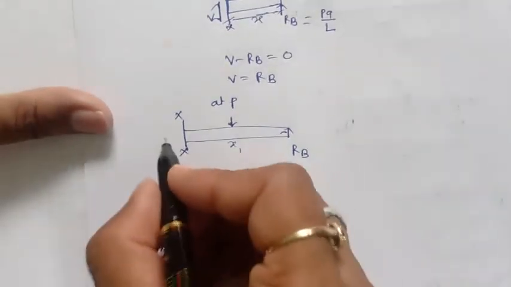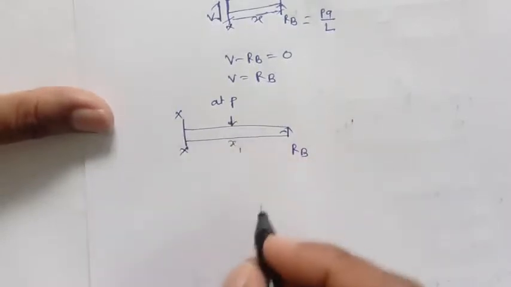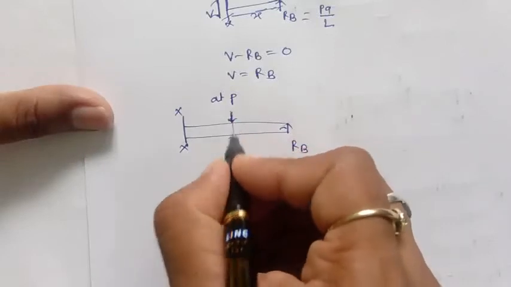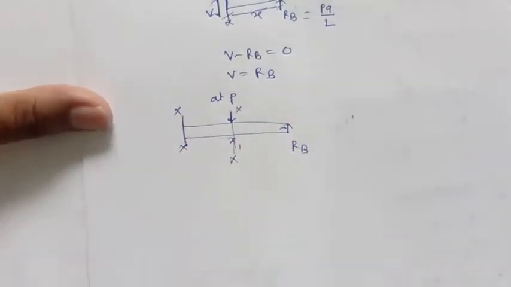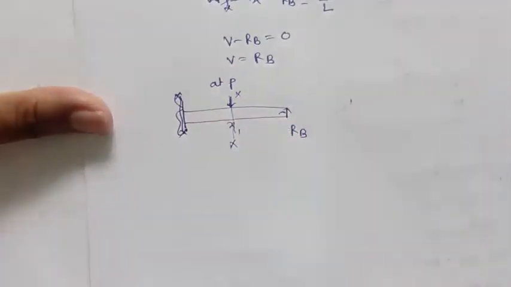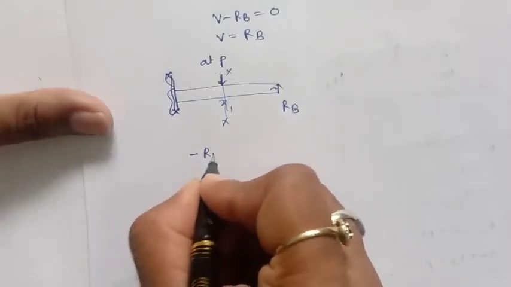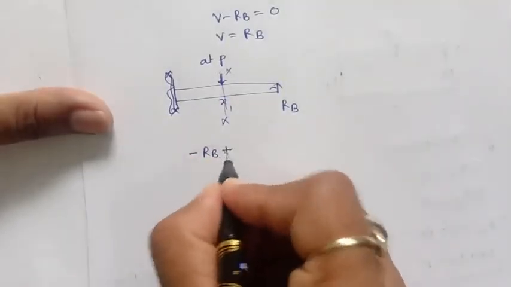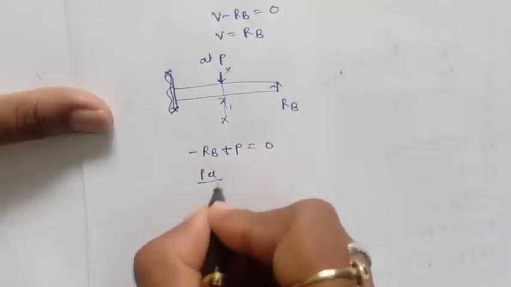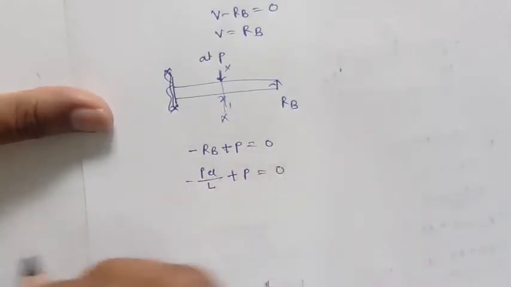So this shear force here at P, and after that P. First I am considering at P, then I'll consider the other after that. So this is the minus RB, and downward force is plus, so plus P equal to 0. So RB is nothing but PA by L, plus P equal to 0.